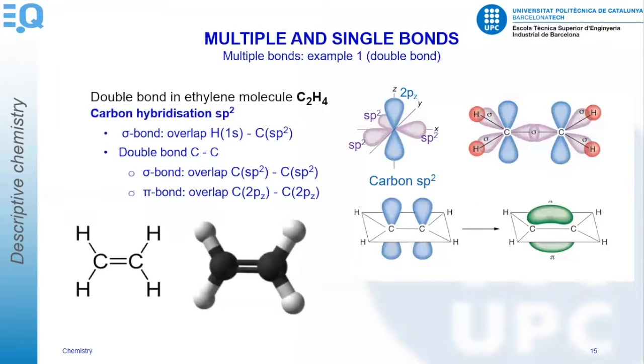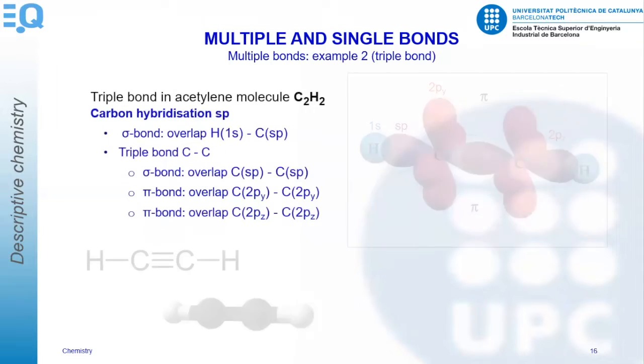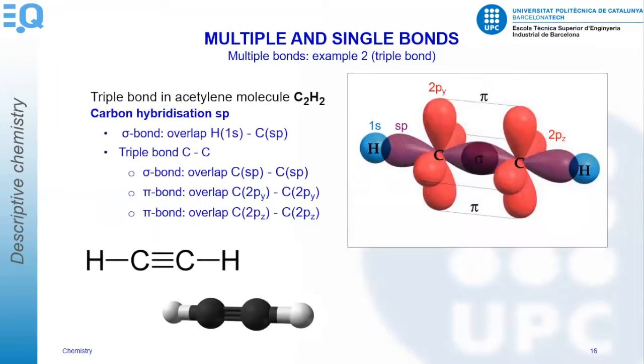Here you have an example of a molecule with a double bond, ethylene, which has a combination of a sigma and a pi bond. And here, a molecule with a triple bond, acetylene, with one sigma and two pi bonds.